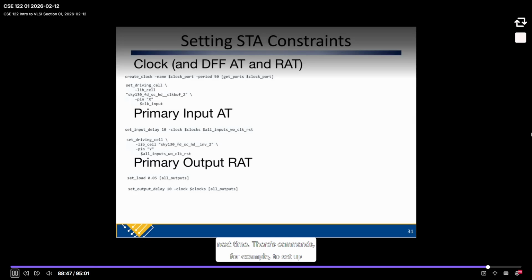There are commands, for example, to set up the clock. These are standard commands in PrimeTime and OpenSTA. Basically, they're part of the standard called SDC, Synopsys Design Constraints.